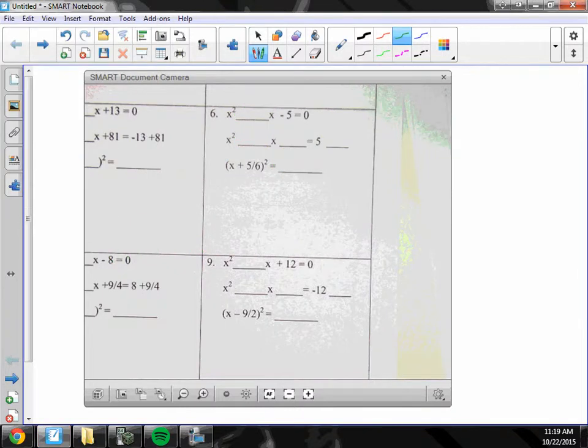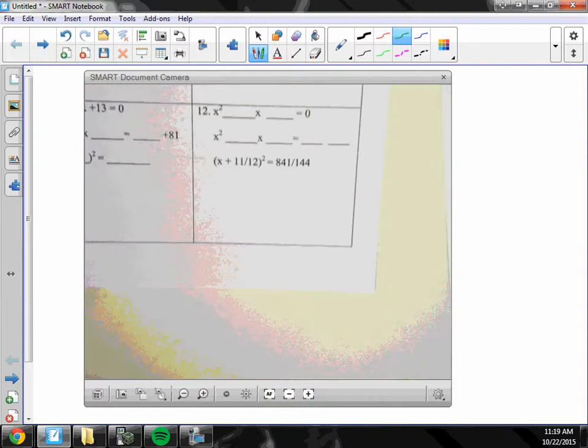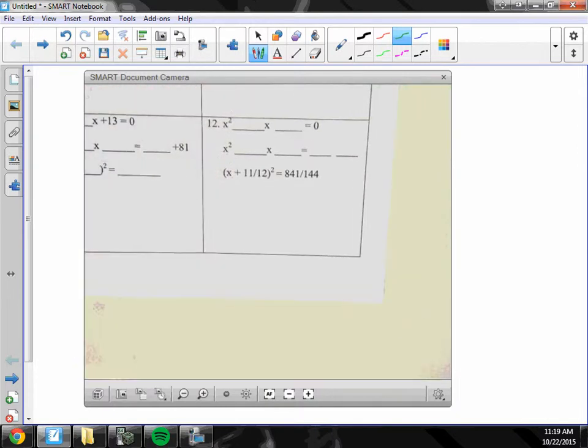Okay, I also want to do number 12, and then I'll cut you loose. So this is kind of similar to number 6. We have the factor x plus 11 over 2. What number do I cut in half and get 11 over 12? Do you get that? You do get that? So this is plus 11 over 6.